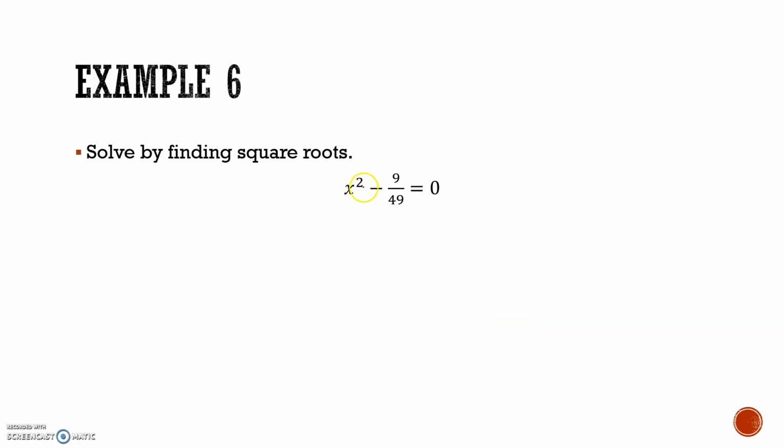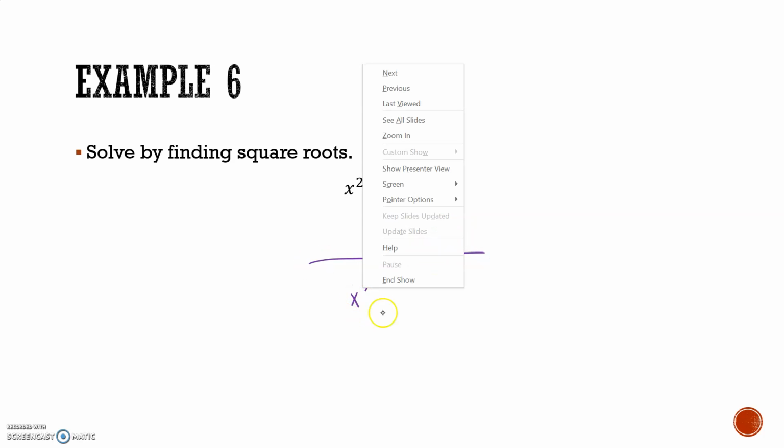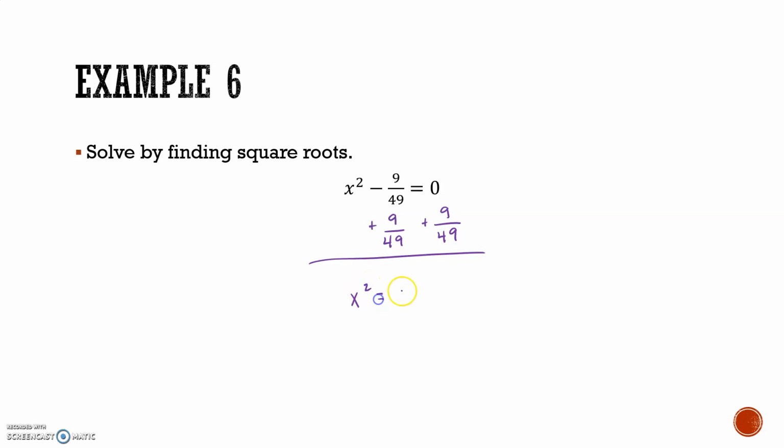So let's try this one. I see that there's no x, just an x squared. So I am going to add 9 over 49 to both sides. And I'm going to get x squared equals 9 over 49. When I take the square root of both sides, I get x equals plus or minus 3 over 7. And that's it.